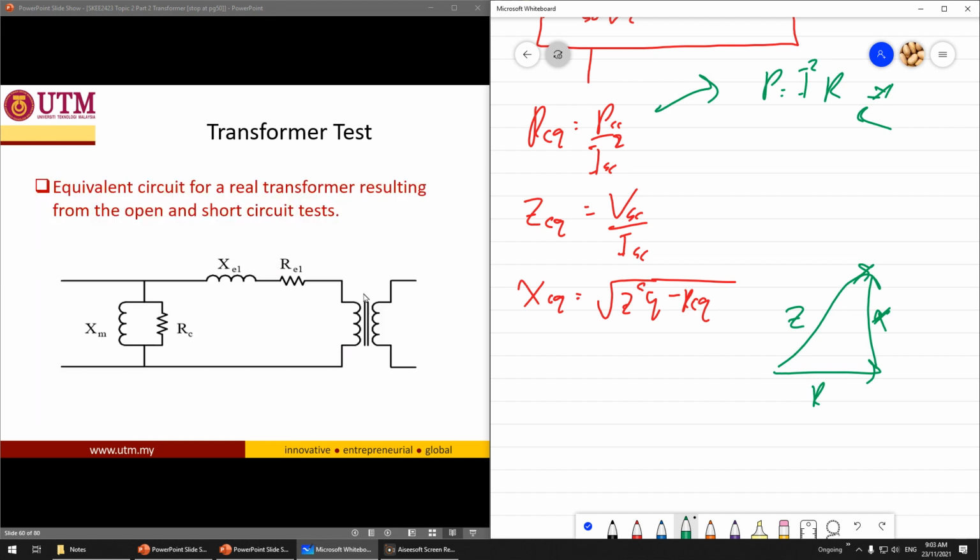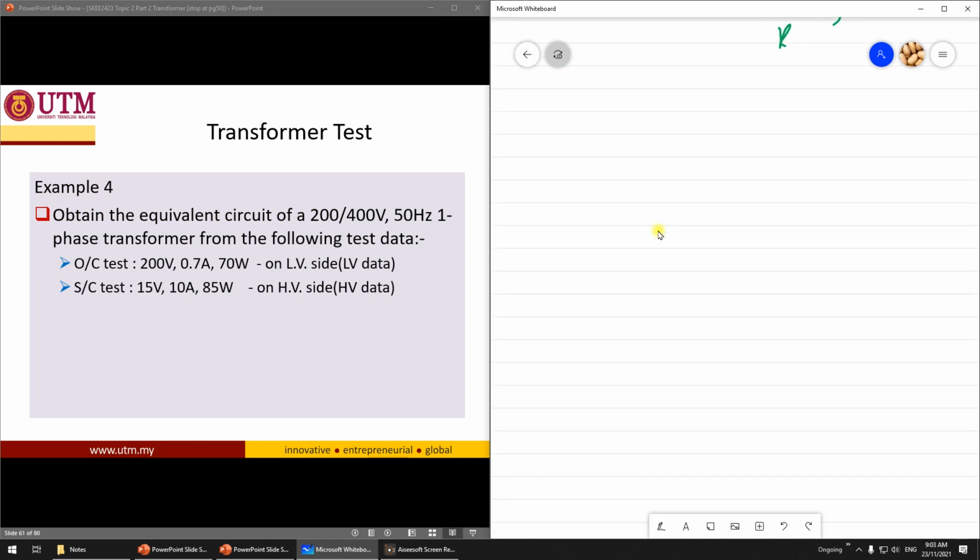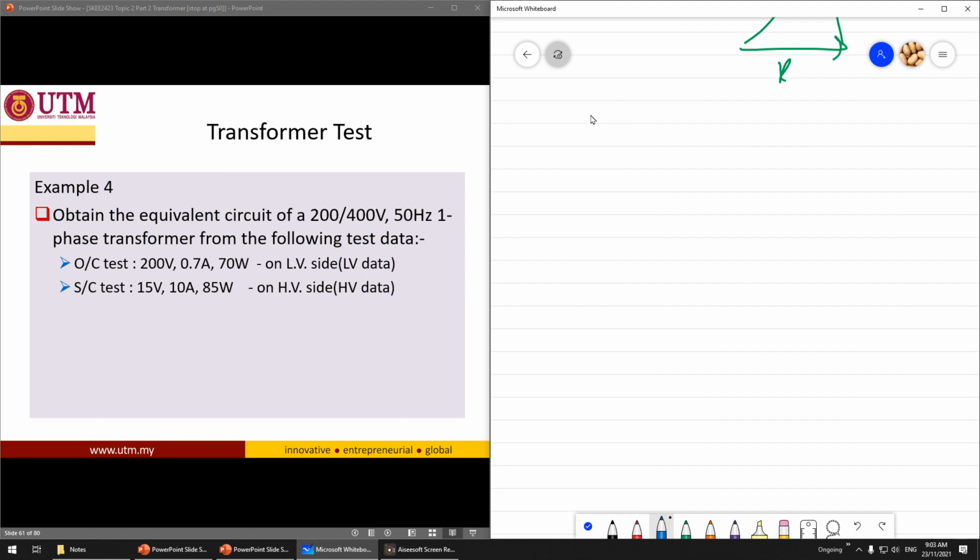This is the equivalent circuit; this one just ignore. This is an example question on how to do the short circuit test and open circuit test. Question about the transformer test is something like this. You can see here example 4: obtain the equivalent circuit of 200/400. This one is step up, and A equals 200 divided by 400 equals 0.5.